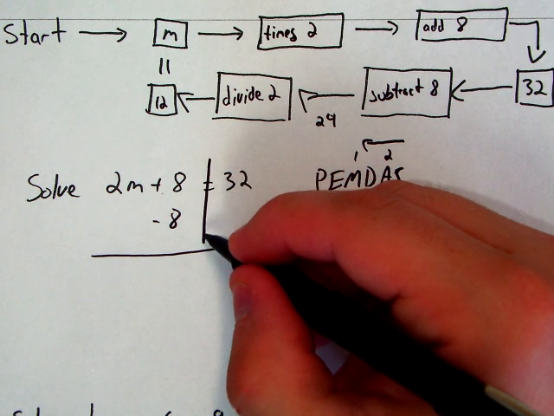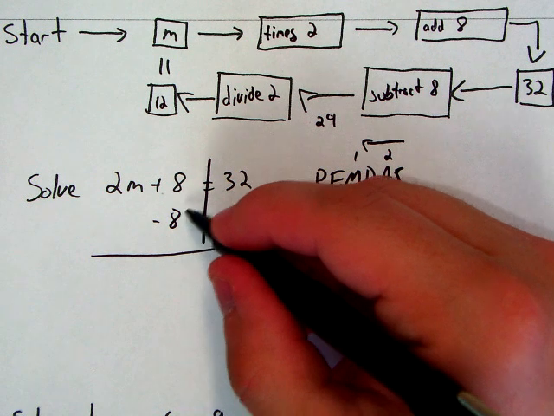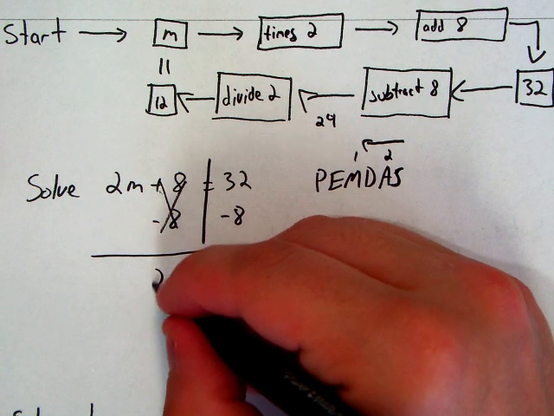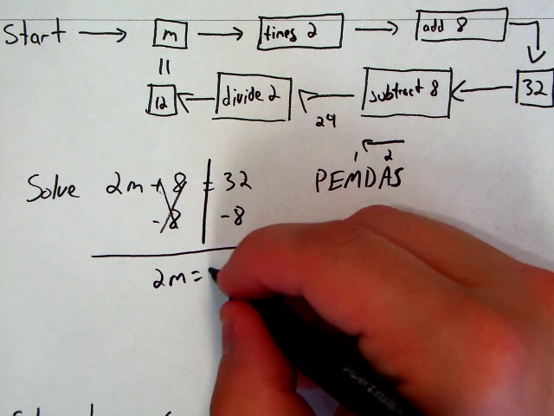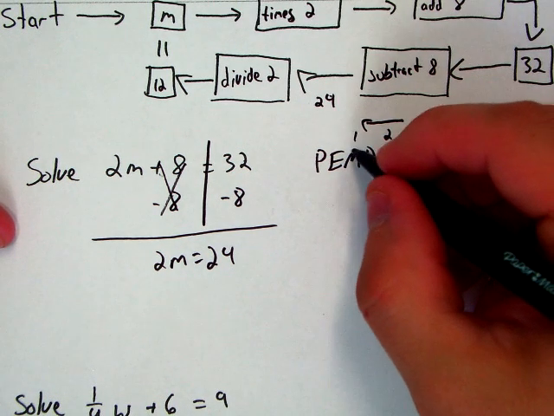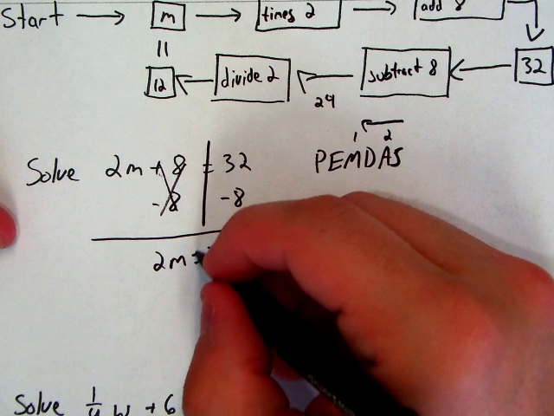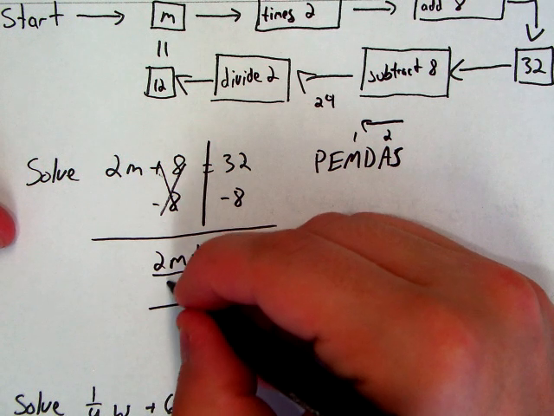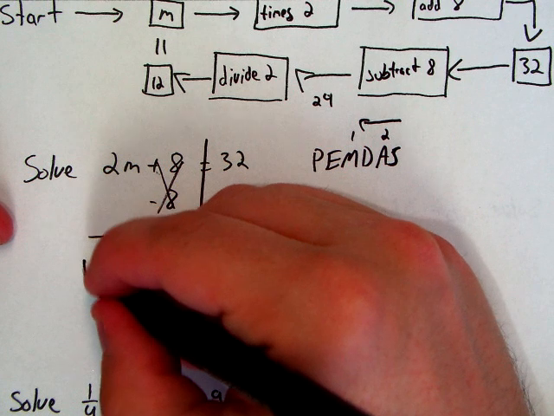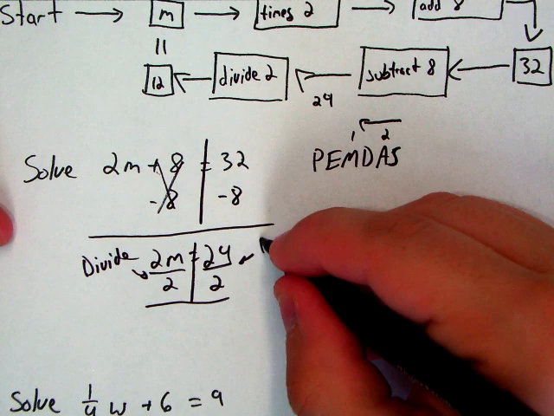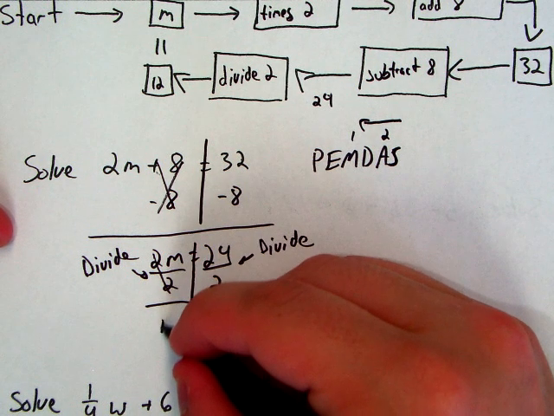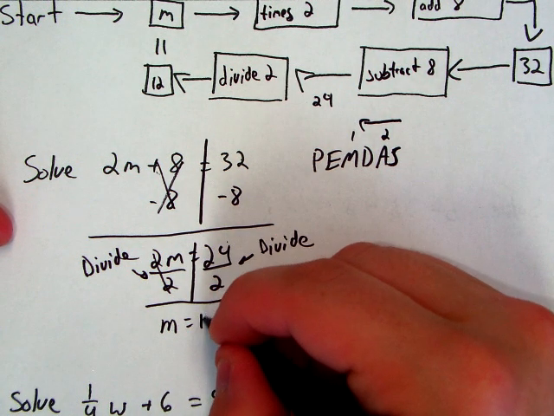And we like putting this line down the middle because whatever appears on one side has to appear on the other. This creates a 0 pair, and I'm left with 2m equals, again, 32 minus 8 is 24. Next thing that needs to get undone is this multiplication. It was multiplied by 2, so I'm going to go ahead and divide by 2. Remember, this line here, as well as this line here, means to divide. 2 divided by 2 is 1, and 1 times m is just m. And 24 divided by 2 is 12.